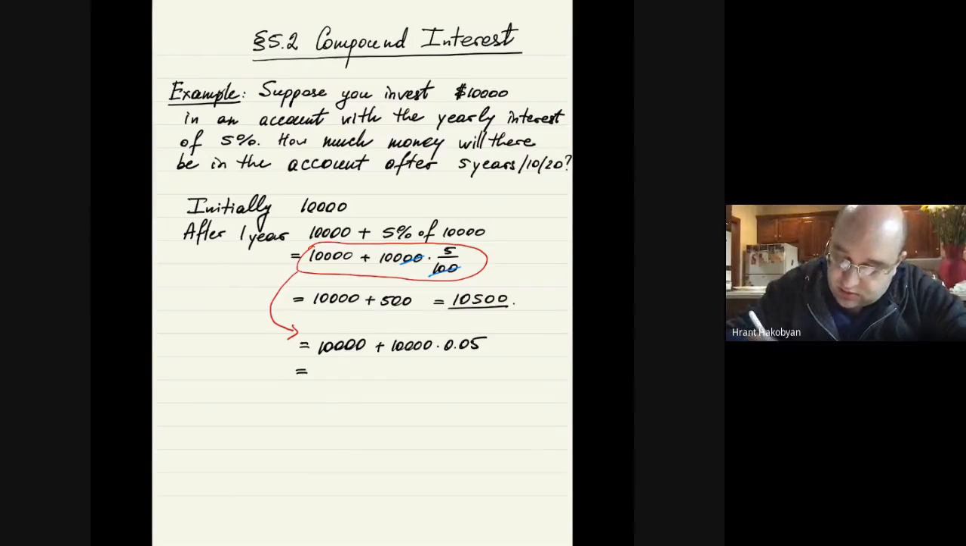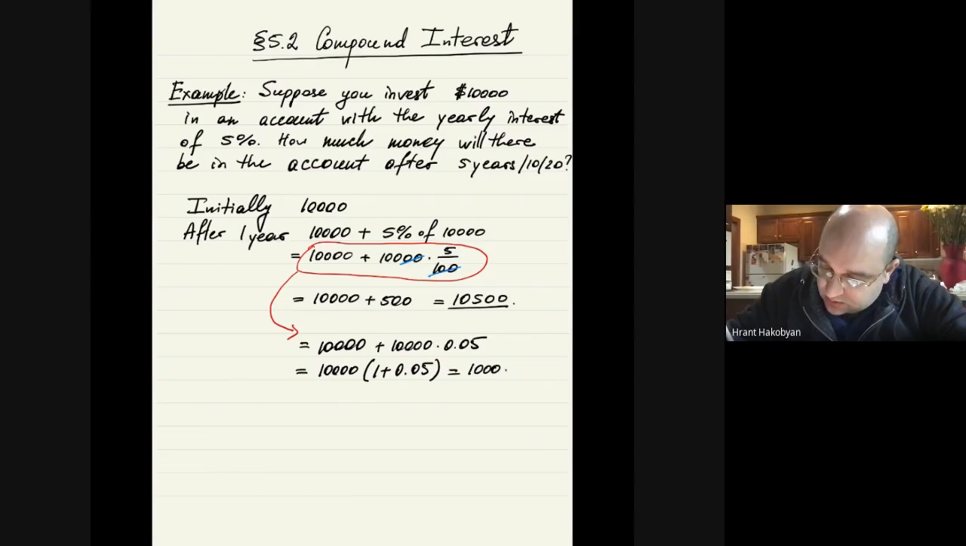So if I factor out the 10,000, I'm going to get what? I'm going to get 10,000 times 1 plus 0.05, which is the same as 10,000 times 1.05. Okay, so that's the amount I will have, which is of course the same as 10,500. Okay, so then the question is, how much will I have after 2 years? Well, after 2 years, it's the same thing as I put 10,000, whatever I have at the end of the 1 year, and then I add 5% on the top of that.